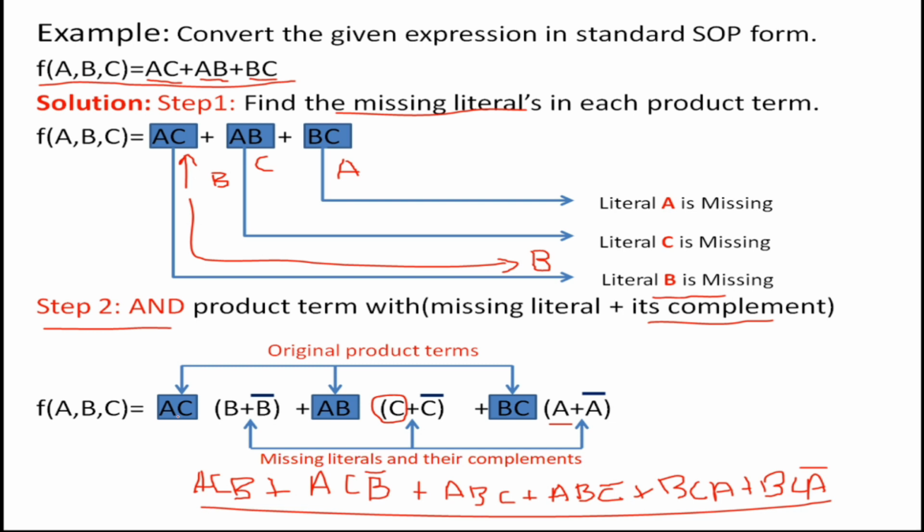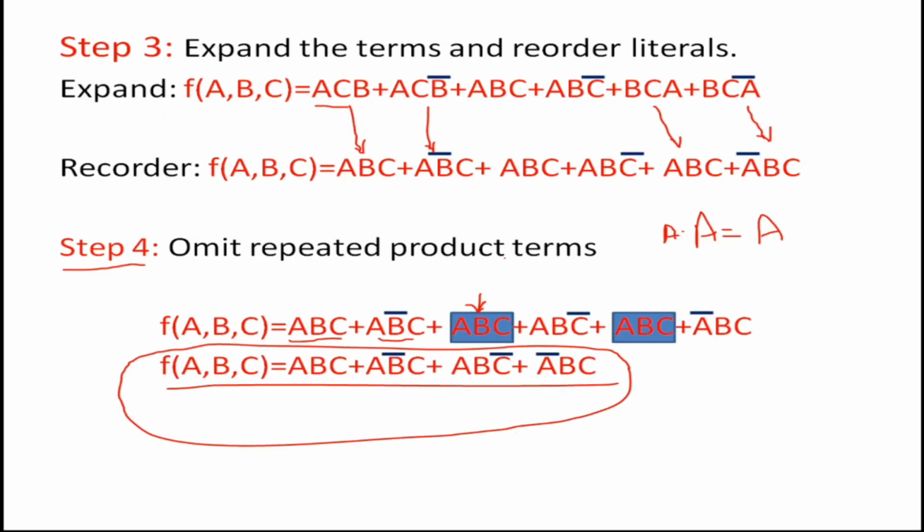Multiplying the product term AC with B, we have ACB plus ACB bar. Similarly ABC plus ABC bar. The third term is BCA plus BC A bar. So these are the expanded terms that we got. Now we are going to reorder them because they are not in proper order. ACB becomes ABC, ACB bar becomes AB bar C, ABC remains as it is, ABC bar also remains as it is, BCA becomes ABC, and BCA bar becomes A bar BC.